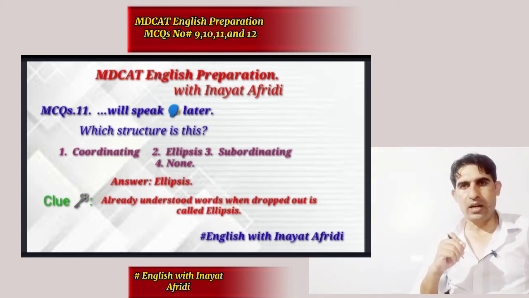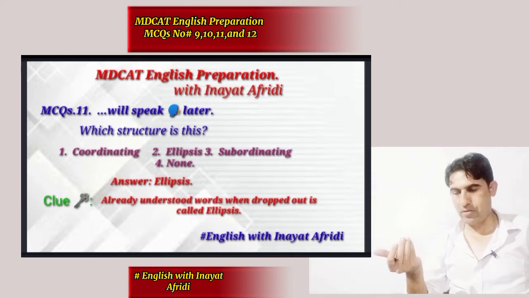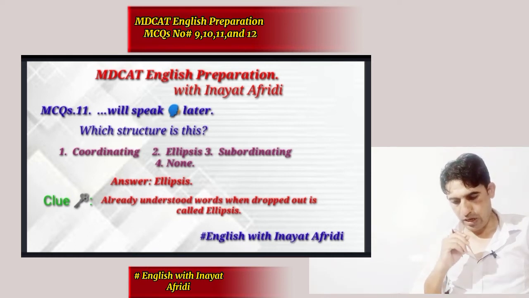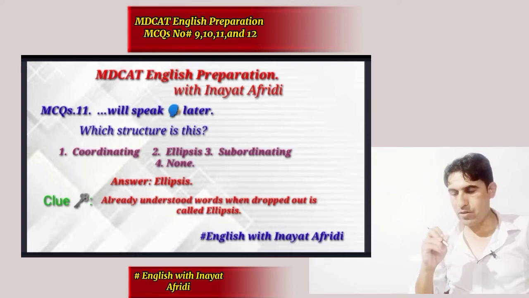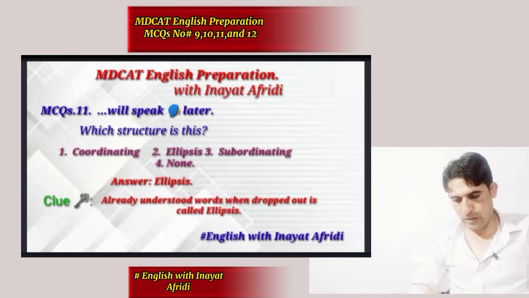already been dropped out, and in the question it is demanded: which structure is this? I mean, what sort of structure do we have in this sentence? So we have four options. Number one, coordinating. Number two, ellipses. Number three, subordinating, and number four is none.